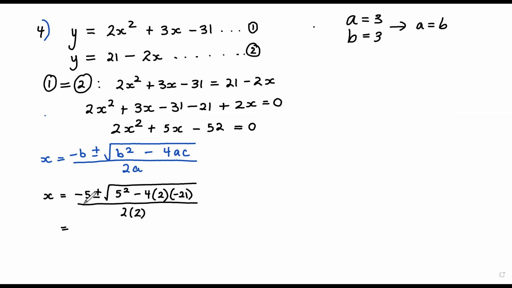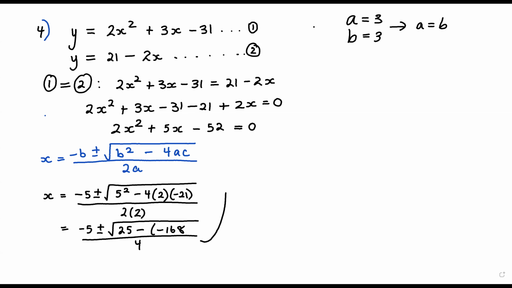So then let's simplify. This will end up being minus 5 plus or minus the root of 5 squared, which is 25, take away 4 times 2, which is 8, and then 8 times negative 52. Well, that would be, let's see, 4 times 2 times negative 52, which would be minus 416. All of that over 2 times 2, which is 4.